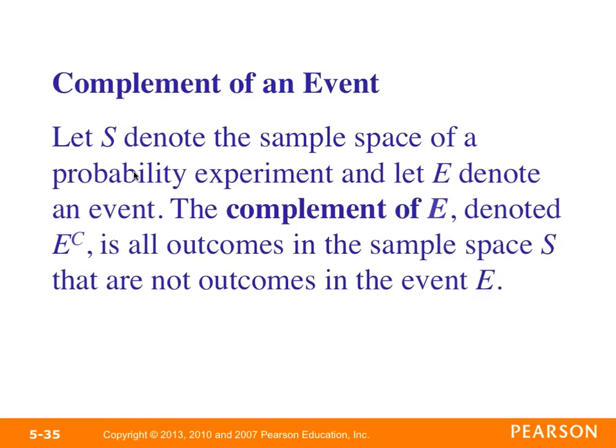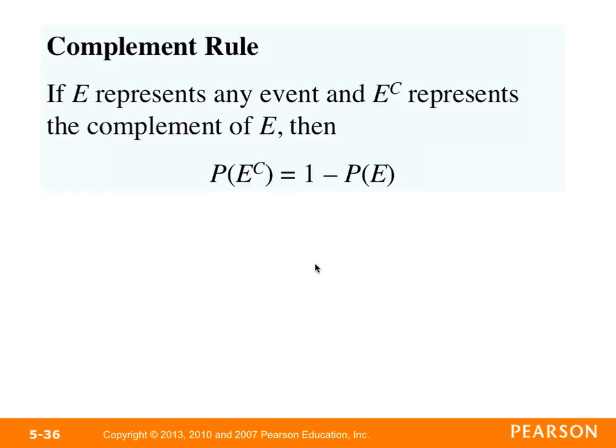Okay, the next thing we're going to talk about is the complement of an event. So let's let S denote the sample space of a probability experiment and let E denote an event. The complement of E, which is denoted E^C, with the C as kind of an exponent, is all outcomes in the sample space S that are not outcomes in the event E.